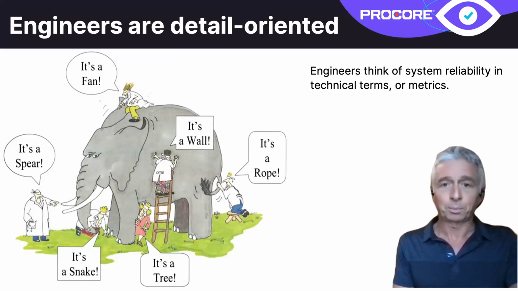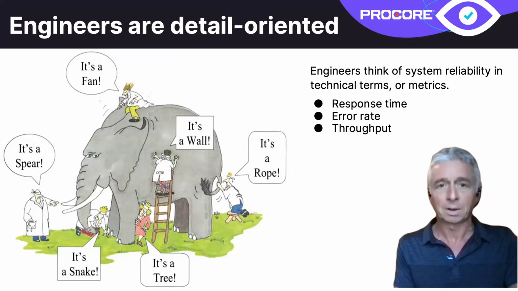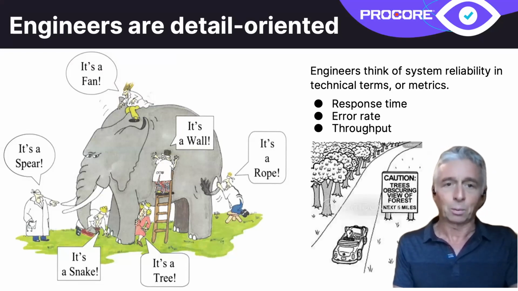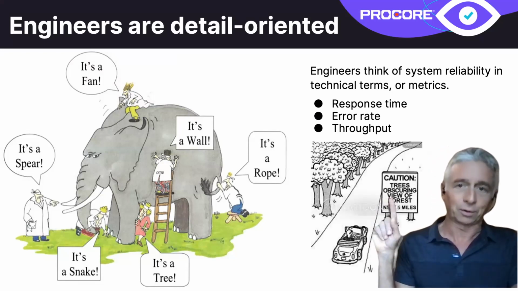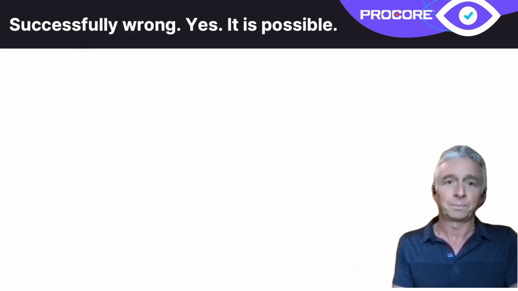Engineers have a constant exposure and proximity to the systems we build and support. This often leads us to think of system reliability in technical terms or metrics such as response time, error rate, or throughput. Those metrics describe individual properties of the system, but not the system as a whole. In other words, we may not see the forest for the trees. Now, all those metrics are certainly valuable. However, the user experience may be compromised even if error rate is 0 and duration is well within SLO. How so?